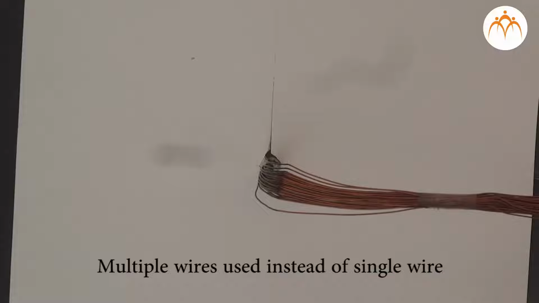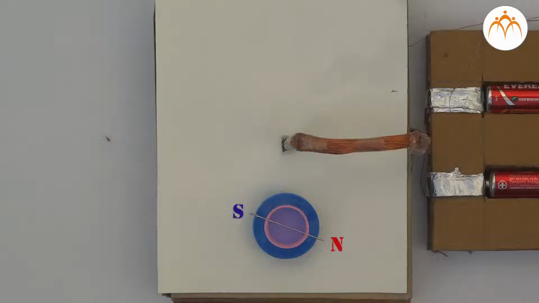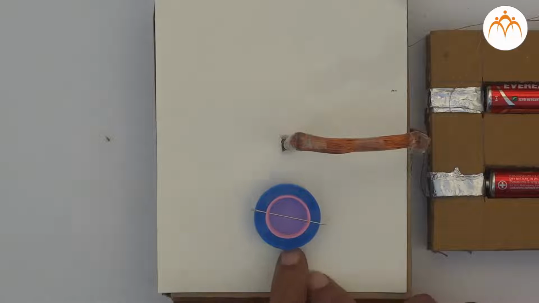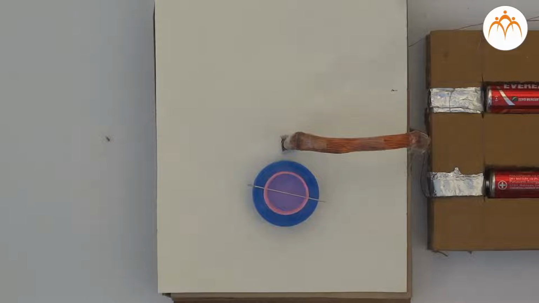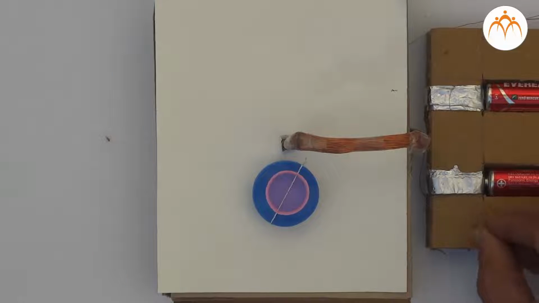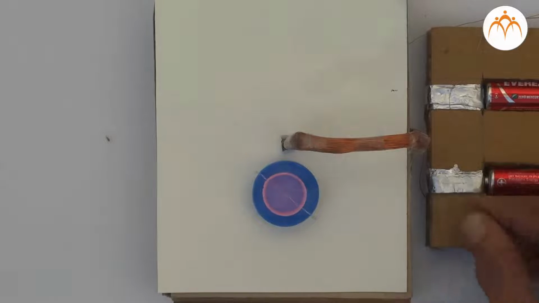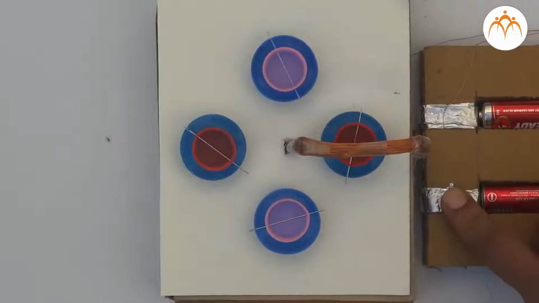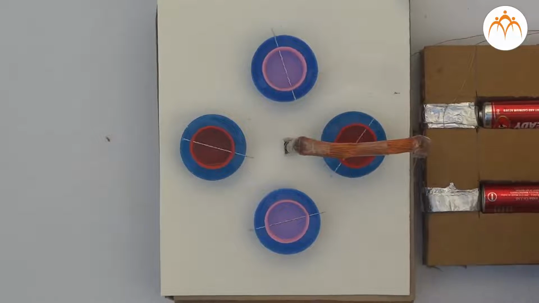A thick copper wire is placed vertically on the cardboard. Magnetic compass is kept near the wire. When current flows through the thick copper wire, magnetic field is generated. If we position the compass at different locations near the wire, needle points in different directions.